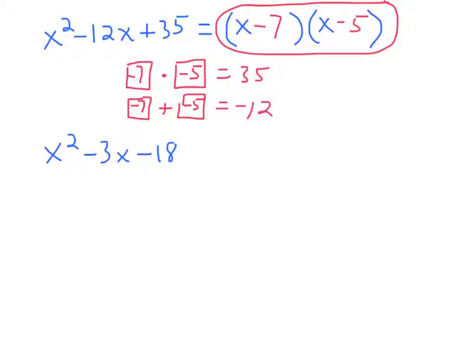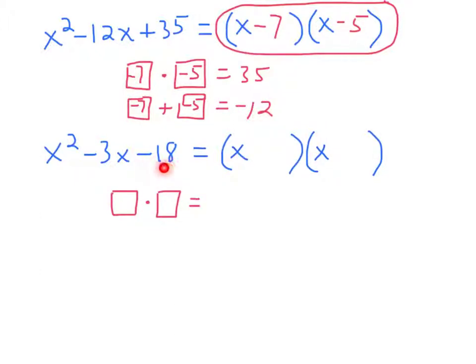Okay, the next example I'm going to do is x squared minus 3x minus 18. And we want to try to factor that. So we have the same situation. We're going to set up our parentheses and put an x in each one. And this time we need to find two numbers that multiply together to equal this last number, including that sign, so negative 18. And those same two numbers have to add up to equal this middle coefficient, so negative 3.